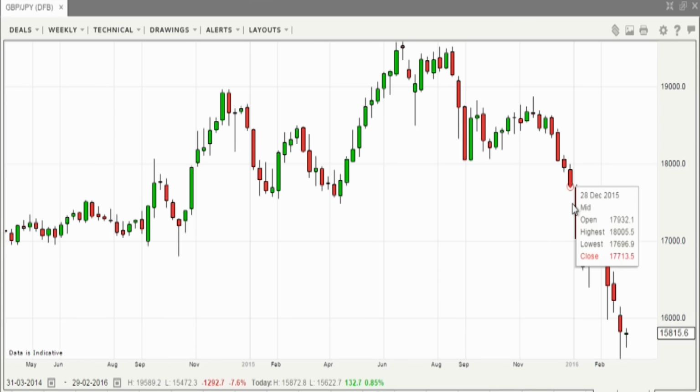Okay, as you said, we're going to look at a number of different crosses. So let's move over now to the pound against the dollar, sterling dollar. Yeah, fine. So what should we be looking for there? Again, it's a Fibonacci extension or exhaustion level, 261.8%. This is actually off a daily chart, so it's not pushed quite as far.